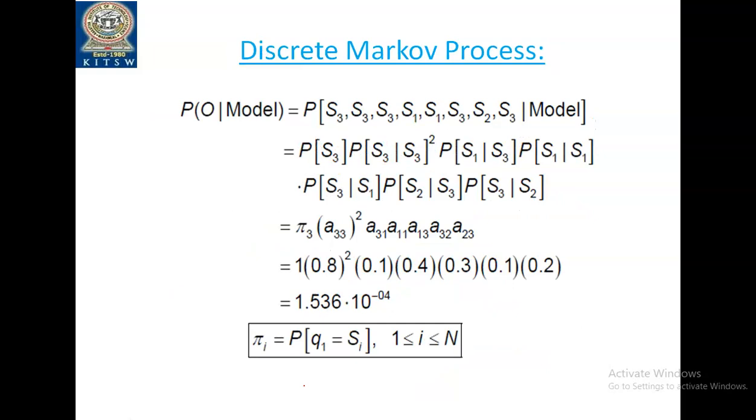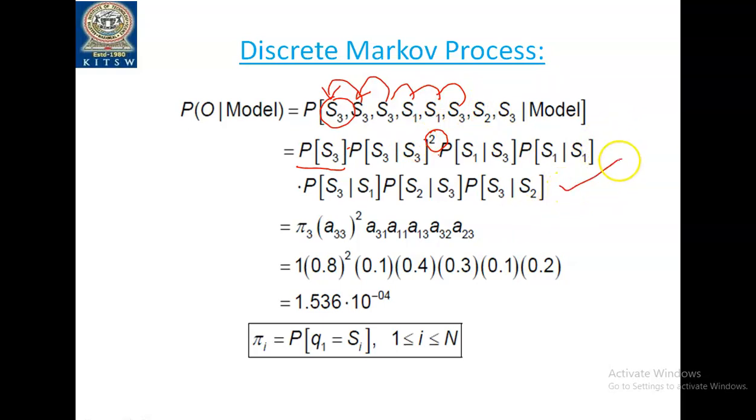The solution is that the probability of S3, these are the observation sequence, for a given model. Initially we consider the initial probability of S3, multiplied by the probability of S3 given S3, and similarly the probability of S3 given S3. So we take directly the probability of S3 given S3 whole squared. We multiply with the same probabilities, and then the probability of S1 given S3, S1 given S1, S3 given S1. This is the sequence we need to consider.